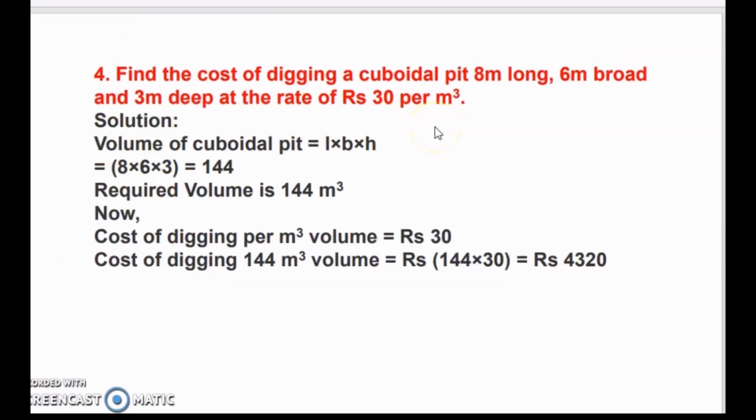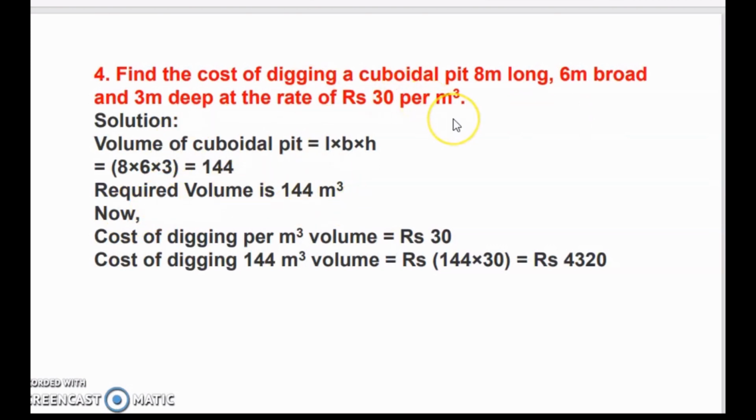Find the cost of digging a cuboidal pit 8 meter long, 6 meter broad and 3 meter deep at the rate of rupees 30 per meter cube. So here the first thing to be understood is that you have to find the volume of this pit. Now again, what type of pit it is? It's a cuboidal pit, so length into breadth into height. Then the dimensions are given to you, 8, 6 and 3. So with that you will find the volume.